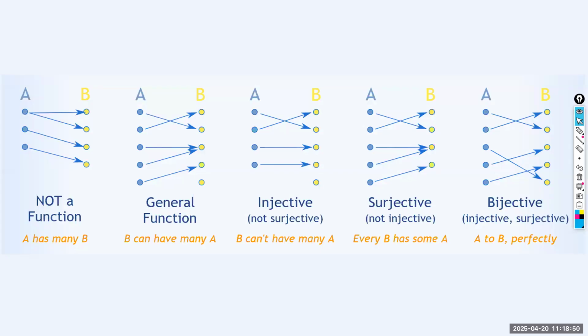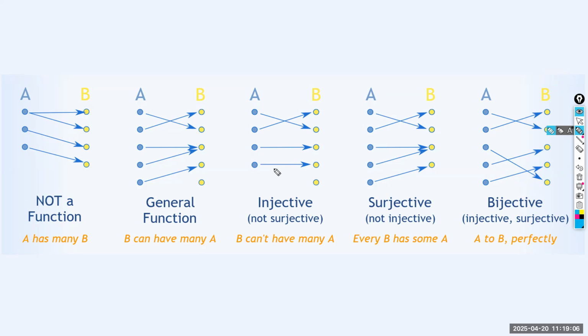So these are some examples. So remember, a function is one-to-one, no many-to-one, and no open values in the domain side.